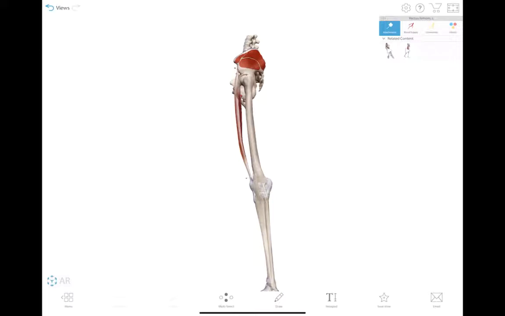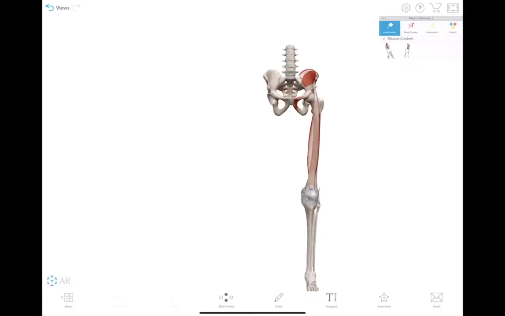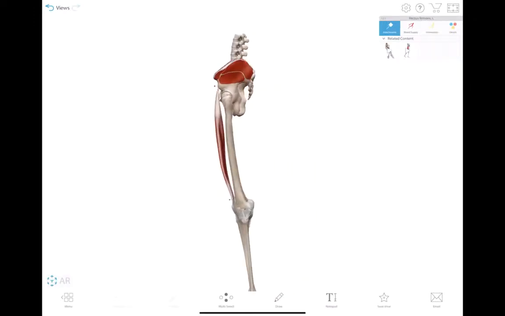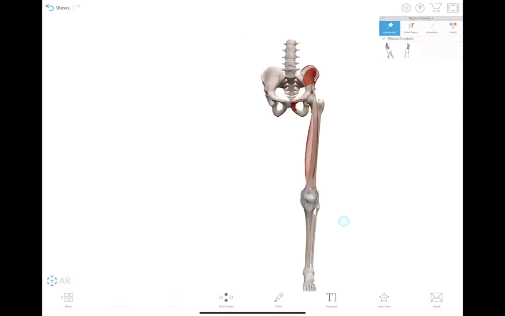So it's gonna flex the hip, right? Move that hip forward, all right? And for the knee, it's gonna extend it, because remember with knee, flexion is moving that foot backwards, right? So that would be knee flexion. So then this muscle would cause knee extension and hip flexion. Okay, so those are the quadriceps muscles.